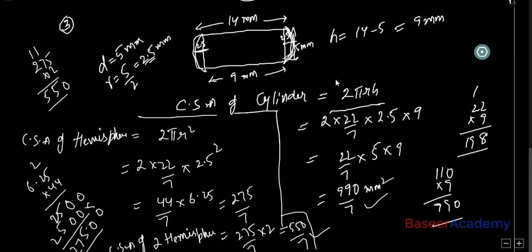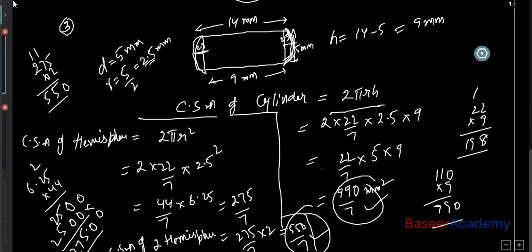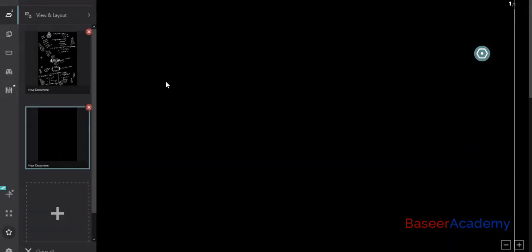I wanted to complete this problem, but the sheet is complete. I'm sure you can just add these two fractions to find out the answer. So add these two fractions, 550 by 7 and 990 by 7, and let me know what is the answer for question number 3. I'll move on to question number 4 here.